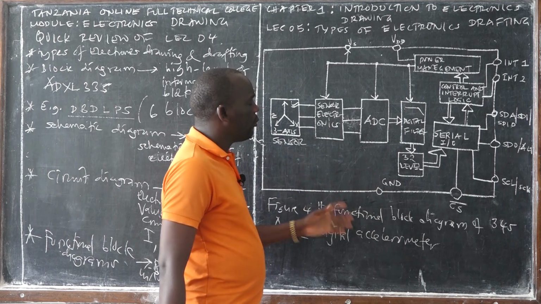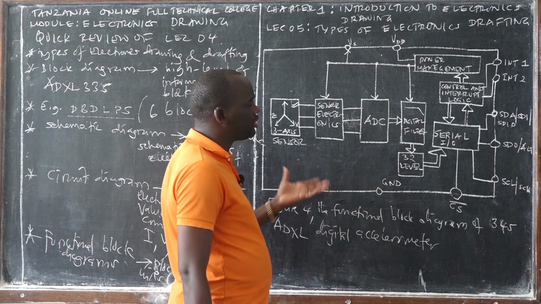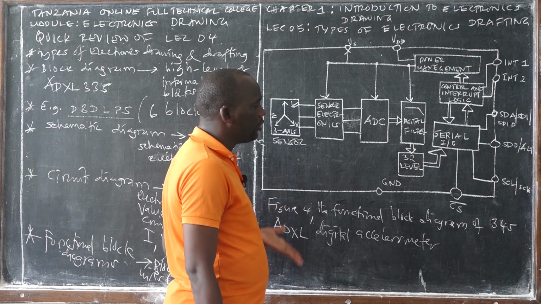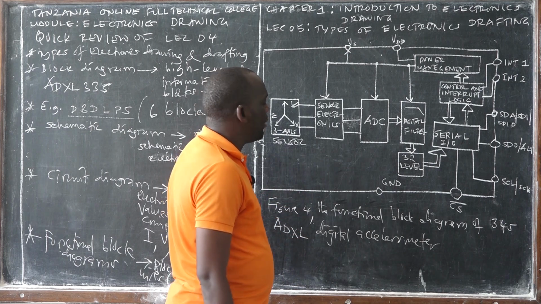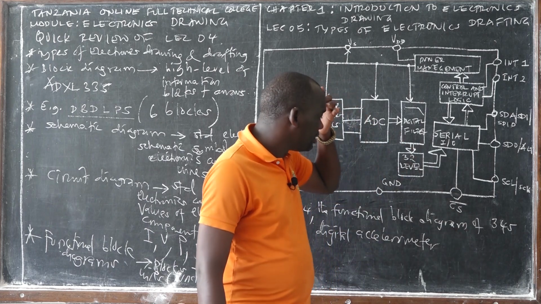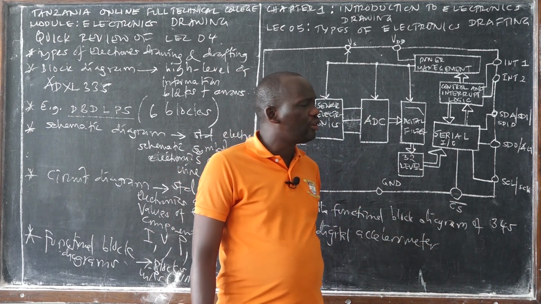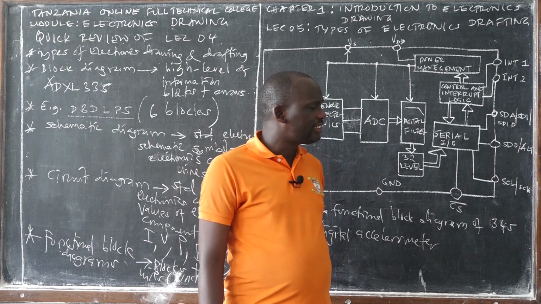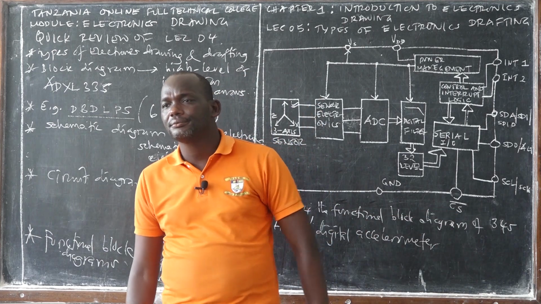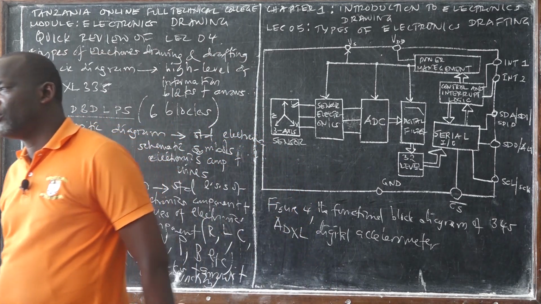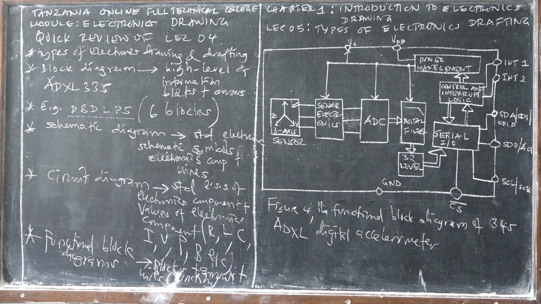But remember that we're not showing the block diagram, but the schematic symbols of electronics components. And this is CS, which means chip select. We call it the chip select pin. Say chip select pin. So those are the parts of that functional block diagram.